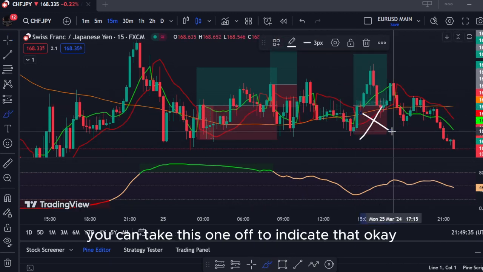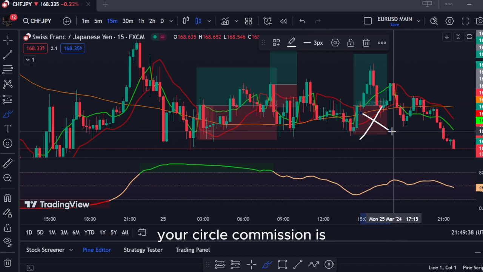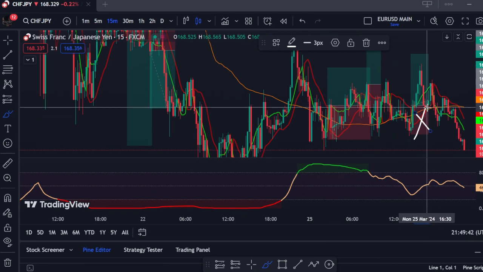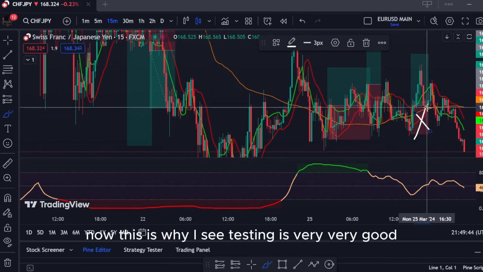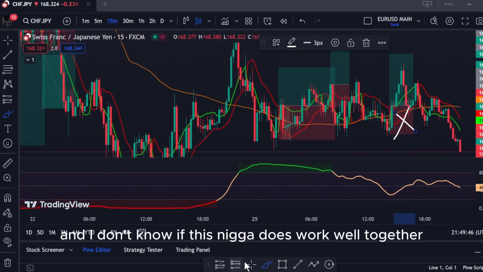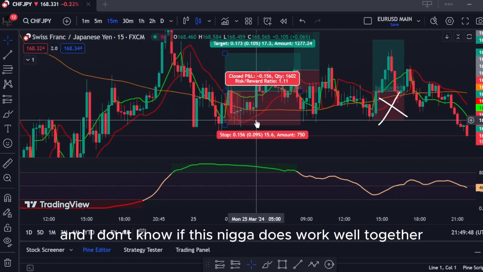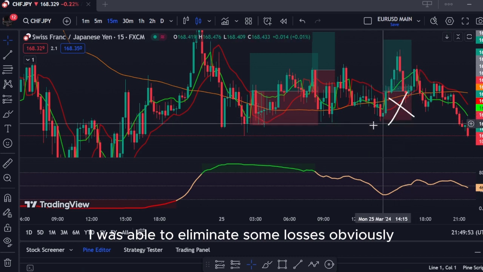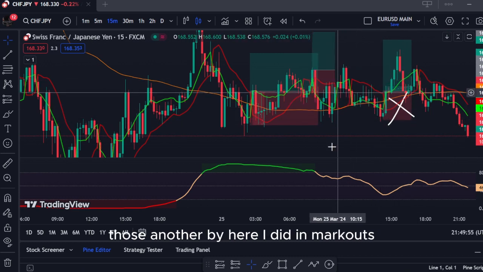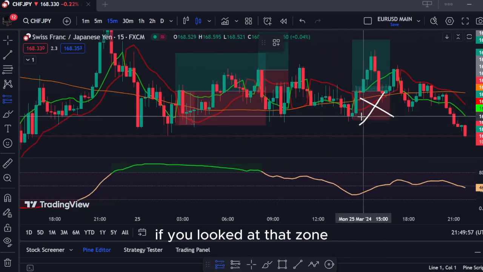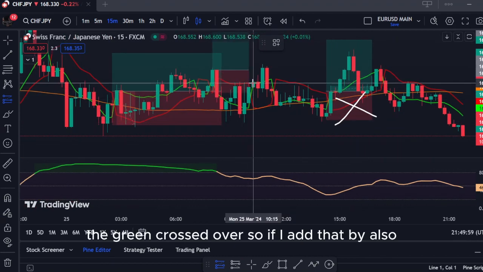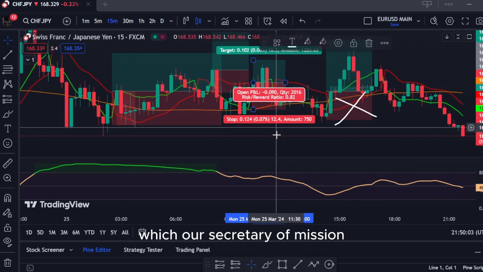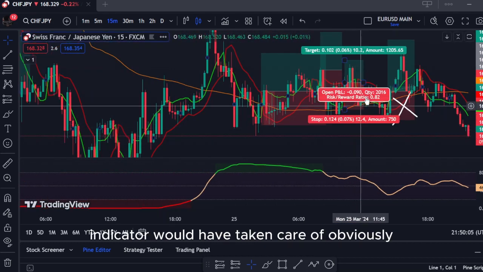You can take this one off to indicate that your secondary confirmation indicator was able to save you from taking one loss, okay? Now, this is why I say testing is very, very good. I just brought up random indicators, and I don't know if these indicators work well together, okay? So you can see just by adding this, I was able to eliminate some losses. Obviously, there was another buy here I didn't mark out. If you looked at that zone, the green crossed over. So if I add that buy also, you can see that buy too would have been a loss, which our secondary confirmation indicator would have taken care of.